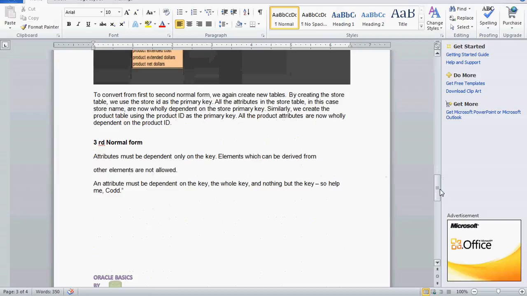What is the third normal form? Attributes must be dependent only on the key. Elements which can be derived from other elements are not allowed. That an attribute must be dependent on the key, the whole key, and nothing but the key, is the phrase told by Mr. Codd. I will explain.